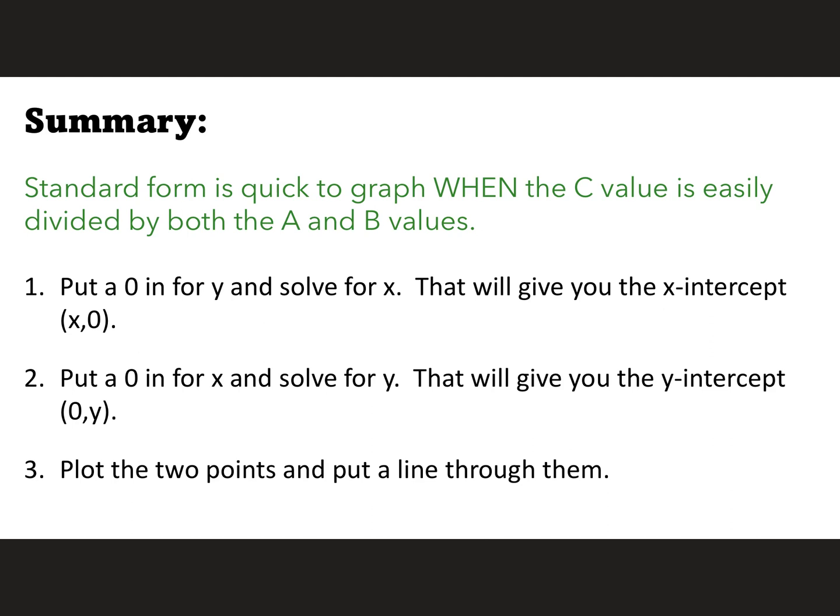However, if the C value is not easily divided, you're going to get fractions, and you might as well just convert it to slope-intercept form and graph it that way. But if it is, here we go. You put a 0 in for y, or cover up the y value, and solve for x. That will give you the x-intercept, which is just your x value and 0. Then you put a 0 in for x, or cover up the x value, and solve for y. And that'll give you the y-intercept of 0, y. You plot the 2 points, you put a line through them, and you are done.